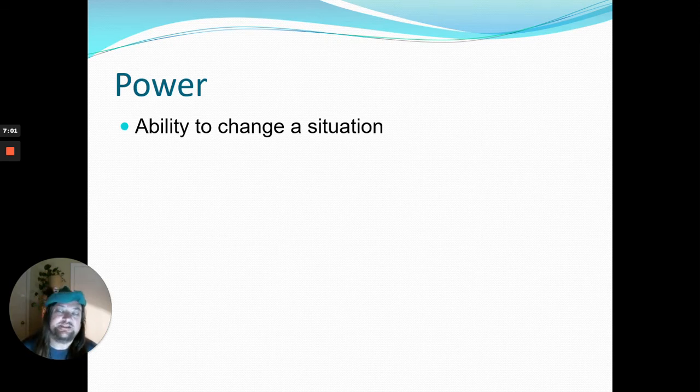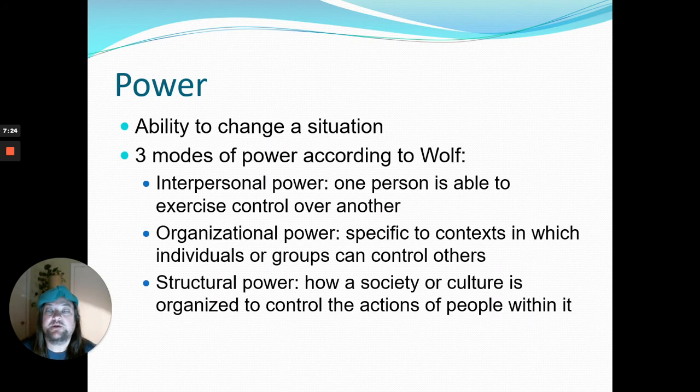The textbook authors describe power in an interesting way. I'm paraphrasing here, it's like the ability to affect a situation or change a situation involving other people, right? So it can look a lot of different ways. And the textbook cites Eric Wolf, an anthropologist, who talked about three modes of power. That divides it up a little bit so that you can think about power in a more complex and nuanced way.